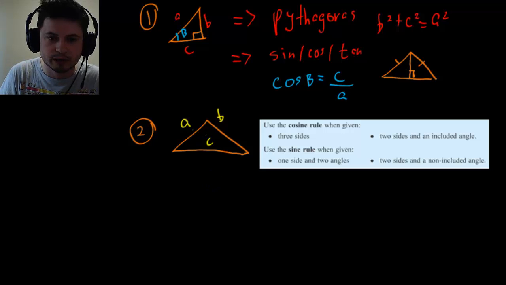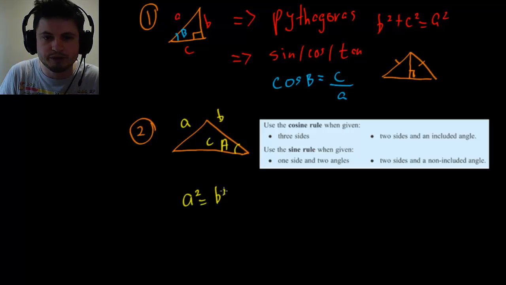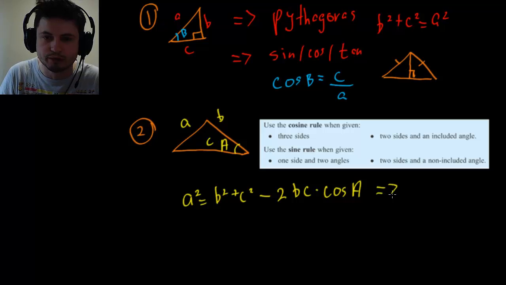Cosine rule: let's say this is side A, so it would be angle A. Here, if you want to find this side, it would be a squared equals b squared plus c squared. It starts the same as Pythagoras' theorem, but then minus 2bc multiplied by cosine of the angle, which is why it's called the cosine rule.